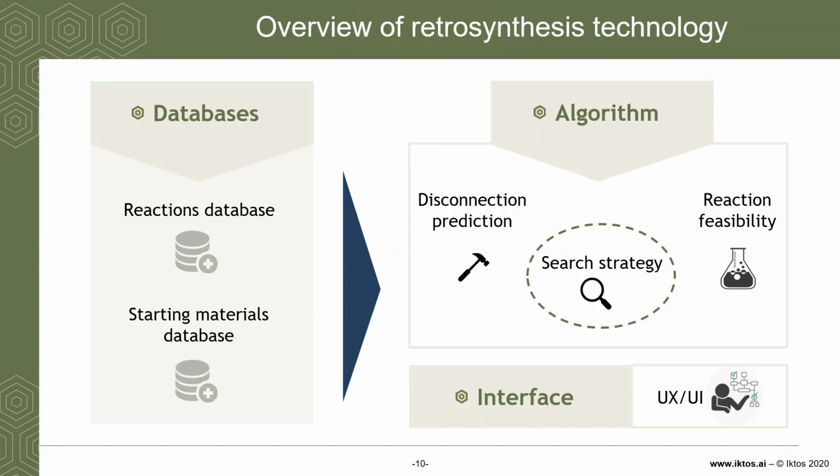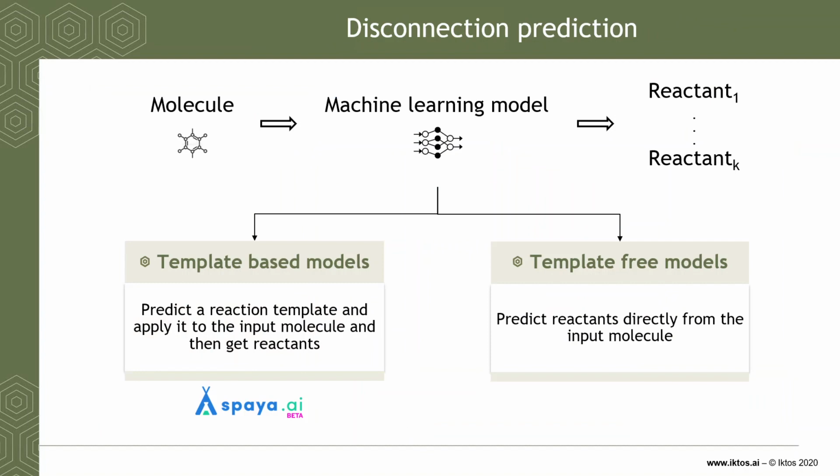Hamza, can you explain to us maybe how to predict a disconnection? Yes. So here to perform this disconnection, we use a supervised machine learning model that takes as an input a molecule and then tries to predict the most probable reactants that such a molecule can come from.